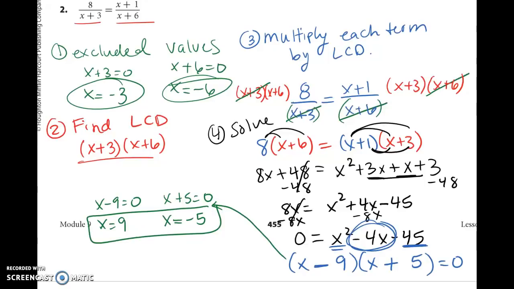So a quick recap, how do we solve rational expressions or rational equations algebraically? We identify our excluded values, we find our LCD, we multiply by our LCD, and then we solve. Make sure you check to see if any of these are supposed to be excluded values. Good luck!